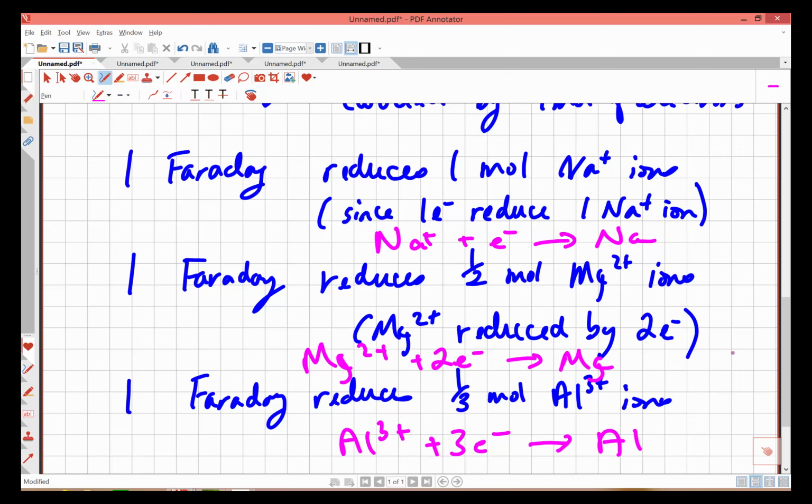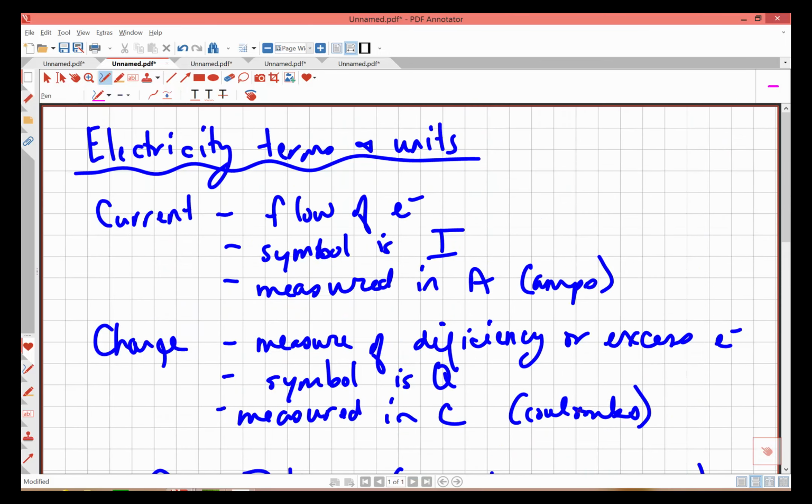All right, next page, next lesson. So, just to review some electricity terms and units. First of all, and most of you who have taken physics have seen this, current is the flow of electrons. Its symbol is capital I, and it's measured in amperes. Charge is the measure of a deficiency or excess of electrons. A positive charge has lost electrons. Something that's negative has gained electrons. Its symbol is capital Q, and it's measured in coulombs, which is capital C.